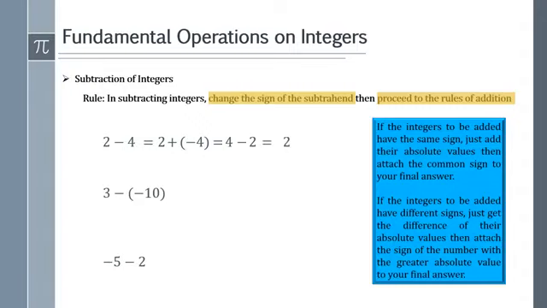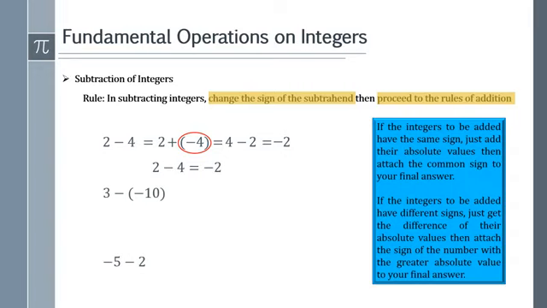But it says something more. We have to attach the sign of the greater absolute value. So let's look at our given, where we proceeded to the rules of addition. So 2 and negative 4, which is bigger? 2 or 4? Of course 4. So what is the sign of 4? Negative. So you attach negative. It's that simple, class. Okay? So therefore 2 minus 4 is equal to negative 2.